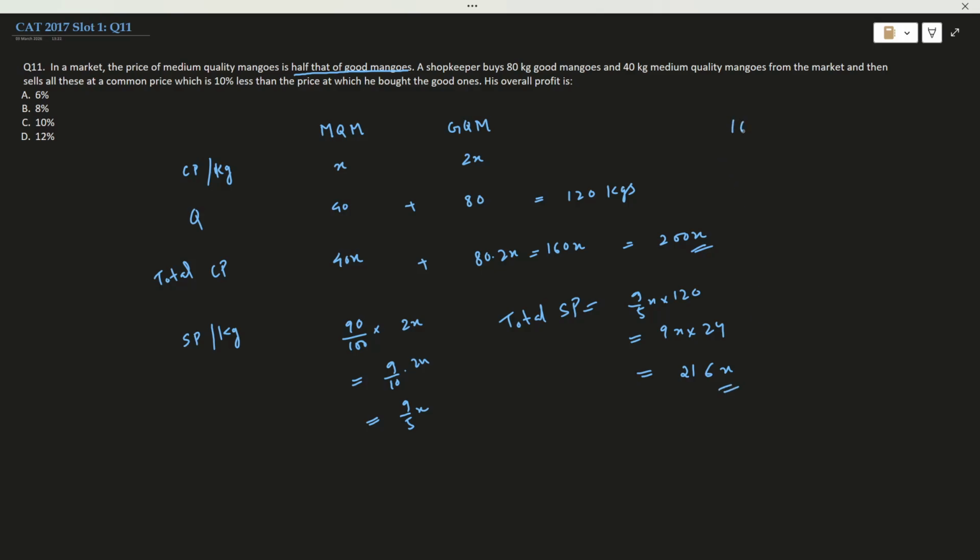So what is the profit? 16x. So how do you calculate profit percentage? Profit by cost price into 100. x and x get cancelled, 20 will get cancelled. So 8% is the profit. Simple question, guys. All right, let's move on to the next question.